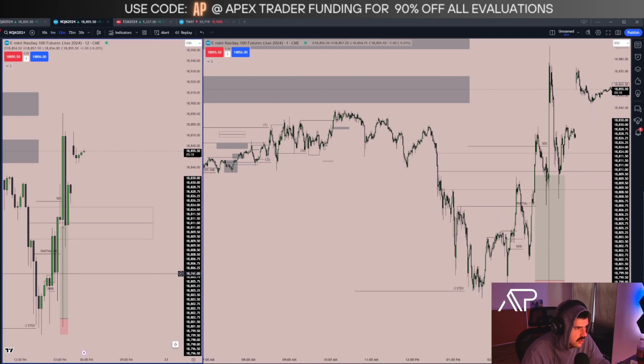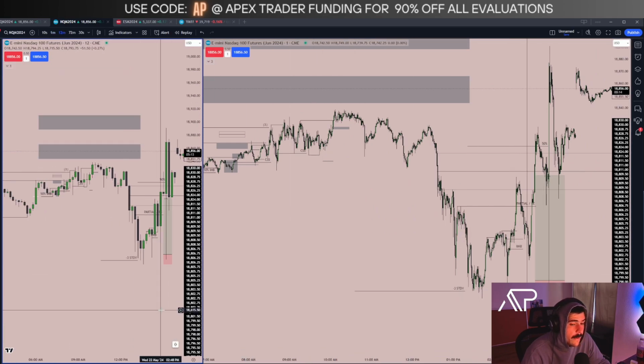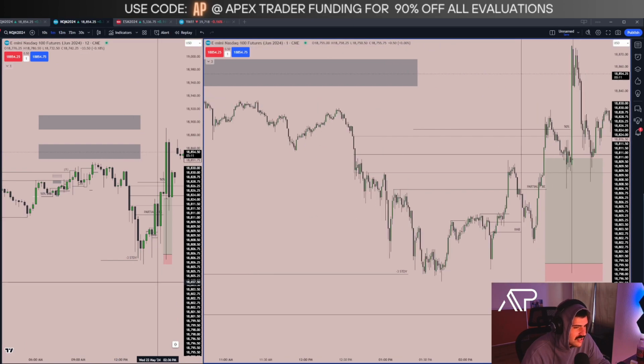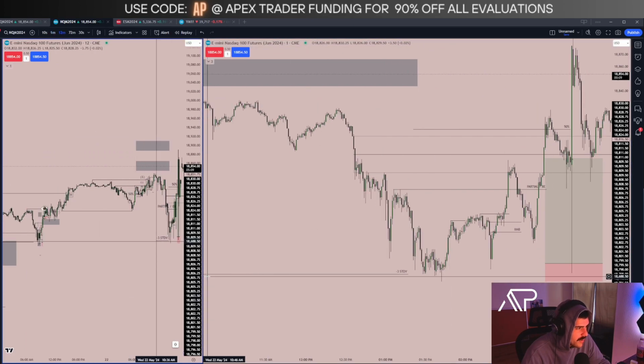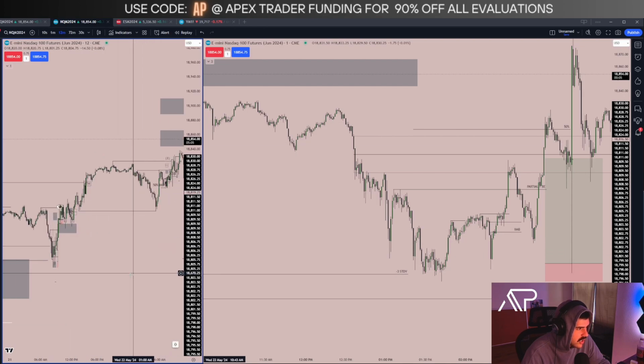And I will say, I know Dave is not the biggest fan of standard deviations, but they're definitely useful. But in this case, for this trade, you did not need them. And I'll explain why. If we zoom out on the 12-minute, what do we see over here? A larger structural break. And what do we see down here?